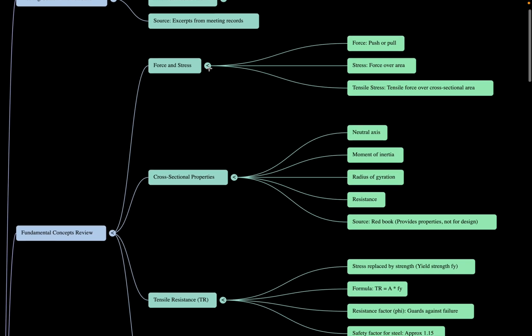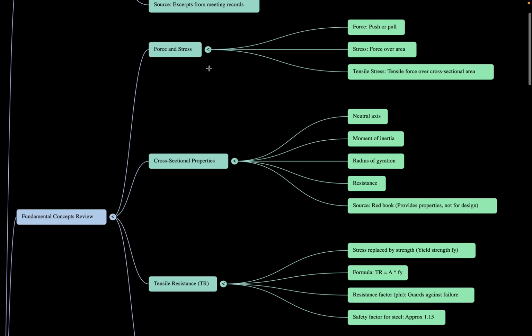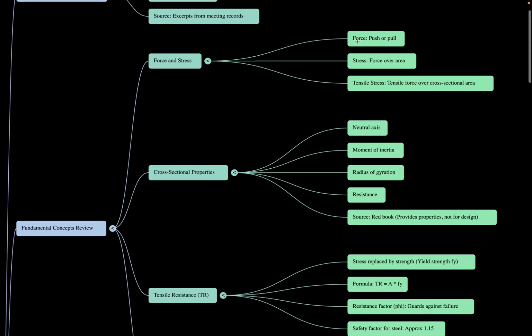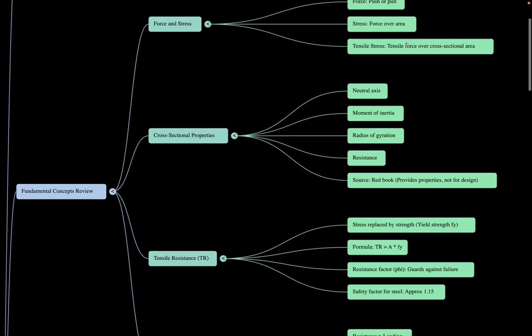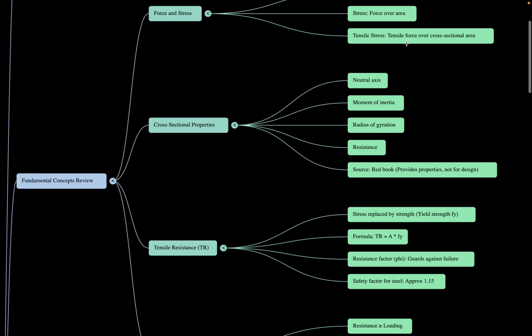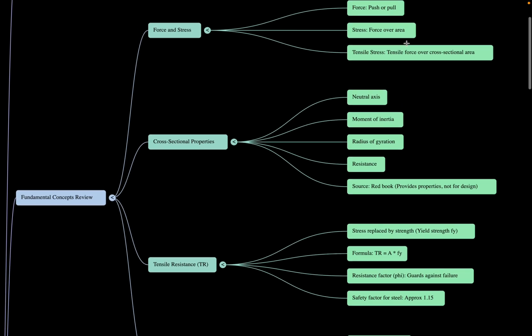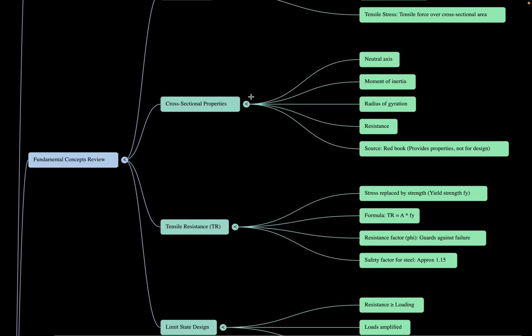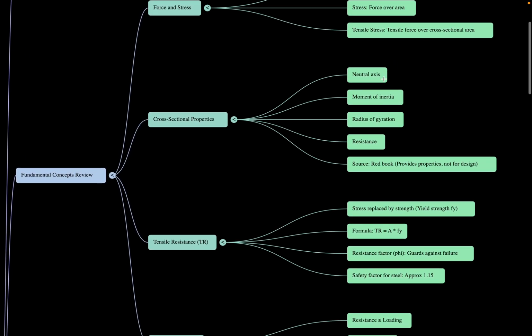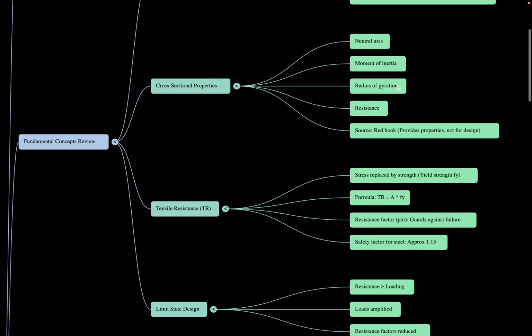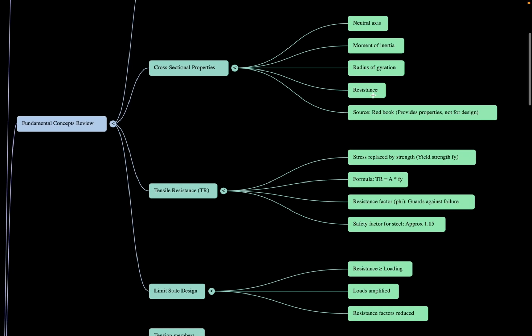What we have done: we started with force and stress, where force is defined by a push or pull, and stress is force over area. We talked about tensile stress. We also spoke about cross-sectional properties, where we discussed the neutral axis, the moment of inertia, the radius of gyration, and resistance, and we know that these cross-sectional properties can be found in the Red Book.